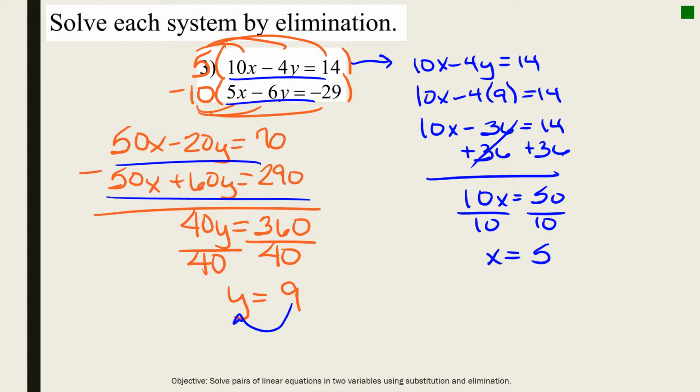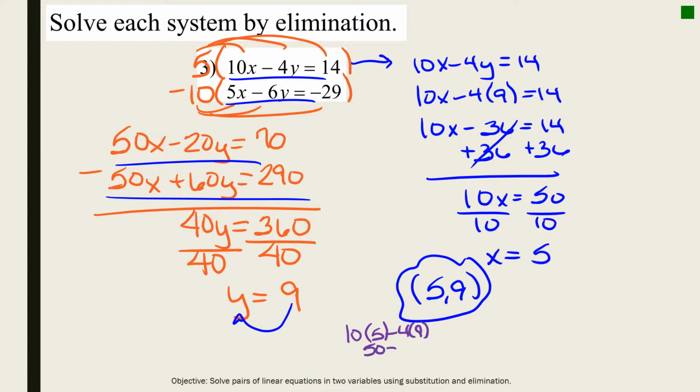Crazy, crazy. So I am telling you the solution is 5, 9. Remember, if you want to check that, we're going to take 10 times 5 minus 4 times 9. So 50 minus 36, that gives me 14. Is that what I wanted? Yes. I'm going to take 5 times 5 minus 6 times 9.